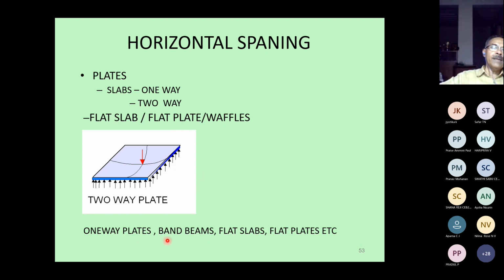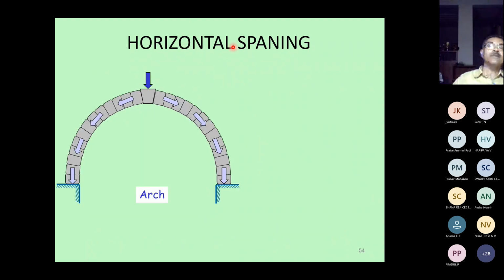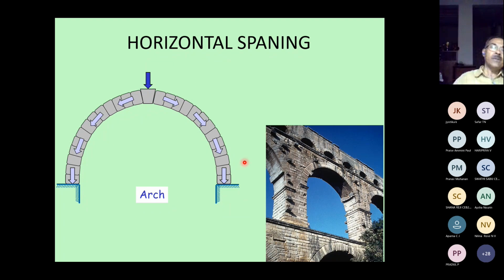Now coming to one-way plates, there are band beams that are used. They are very shallow beams passing along. There are flat slabs, flat slates. Everything is a horizontal spanning mechanism. We can as well use an arch for horizontal spanning. So if you have a load there, the arch will take the load as a membrane or axial compression to the support. So the arch is a horizontal spanning mechanism.